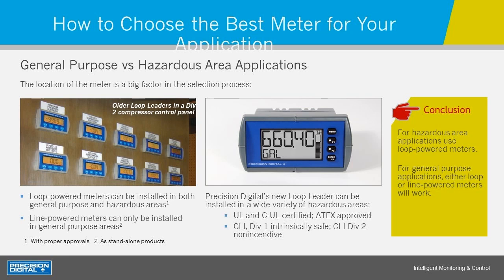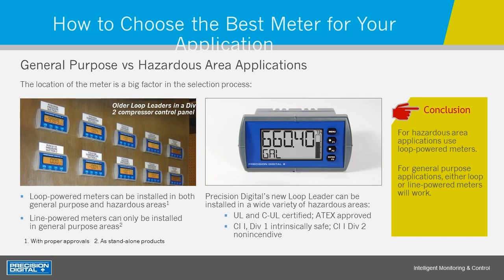Now, it's worth spending a moment to talk about safe versus hazardous area applications. Very often, what I'm about to say are general statements. There are, of course, always exceptions. But generally, a loop-powered meter is going to be available with hazardous area approvals on some version of it. And that's because with so little power, it's relatively easy to design them to have non-incendive or intrinsically safe approvals.